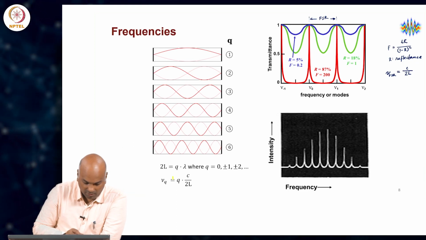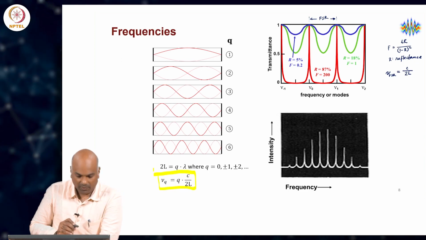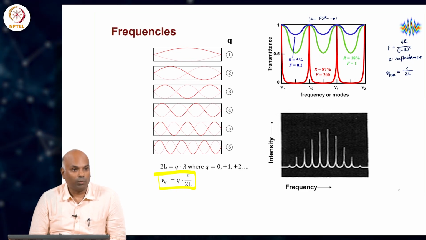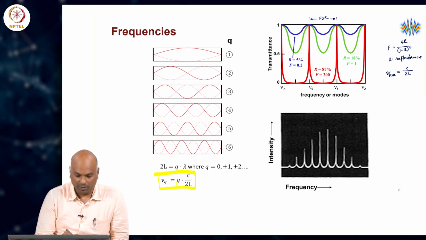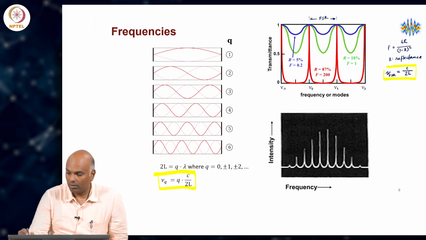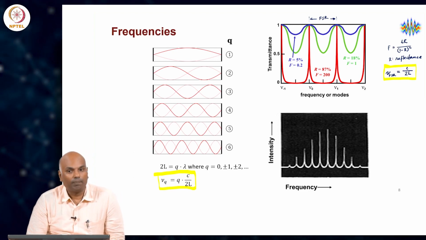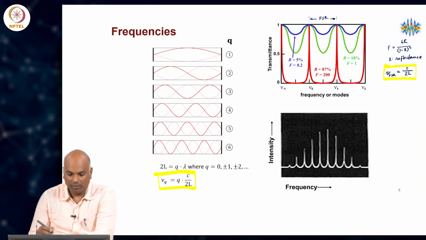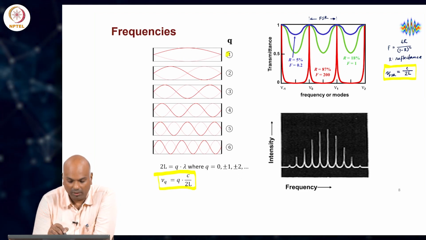to keep things consistent, let us look at this equation, nu q on this slide, q being the index for the mode, is C by 2L. So, the spacing between any two successive modes, we can read it off from here, and consistent to this equation we have on the board, this is the free spectral range of the cavity.